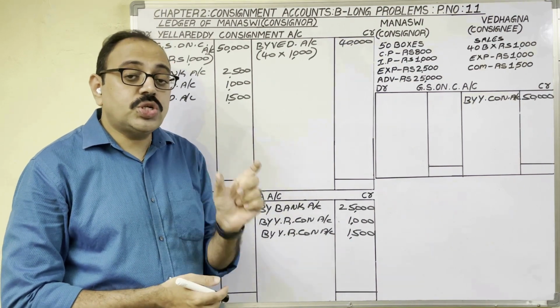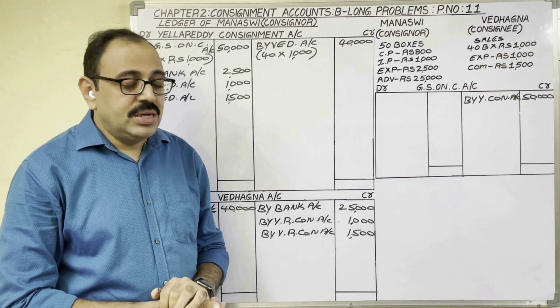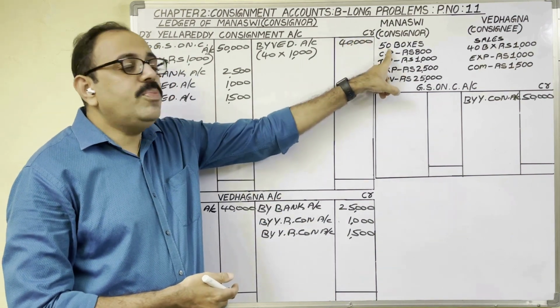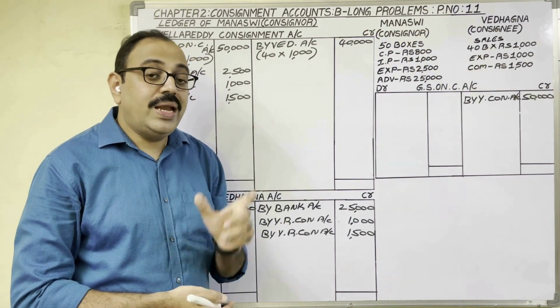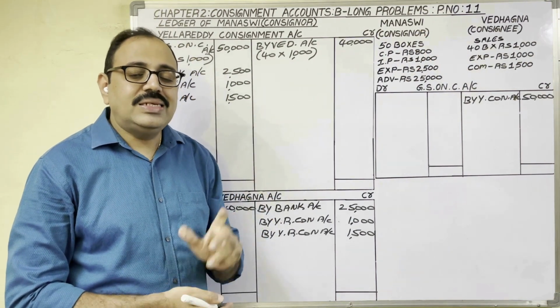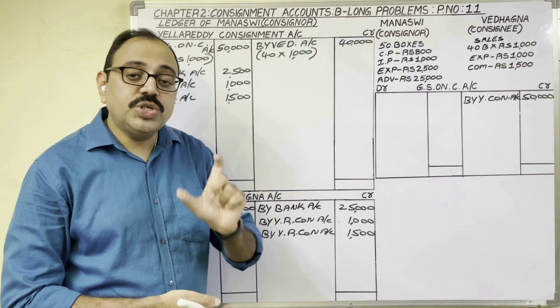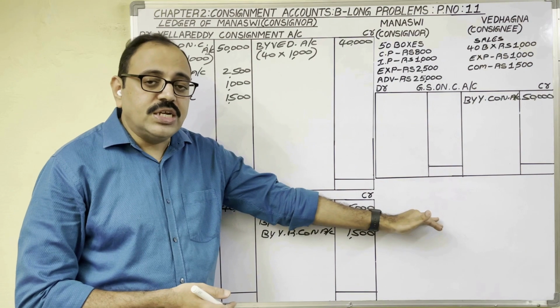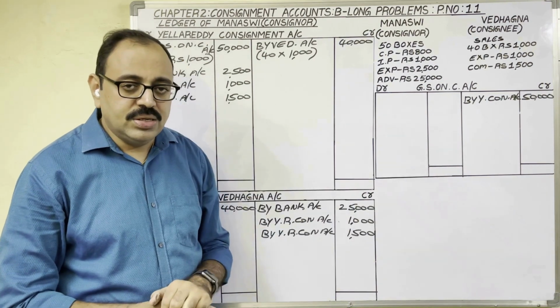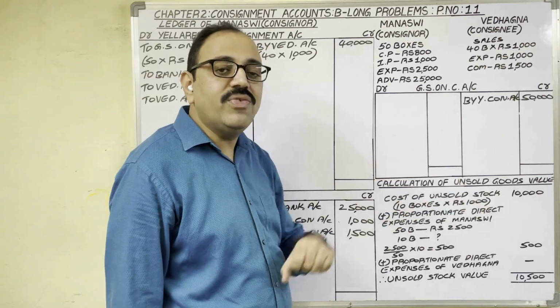Finally, we have to complete the unsold stock adjustment. Consignor sent 50 boxes, but the consignee sold only 40 boxes. So 10 boxes are unsold. The value of these 10 boxes of unsold stock should be ascertained now. Below the goods sent on consignment account, we can show the calculation. Calculation of unsold goods value.